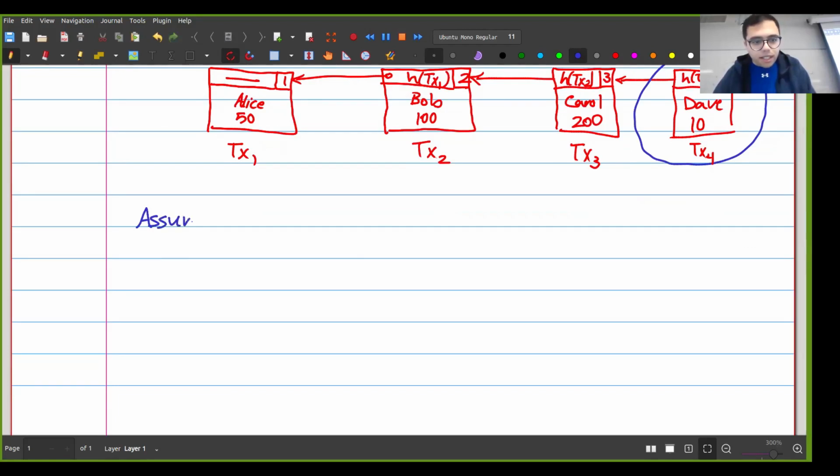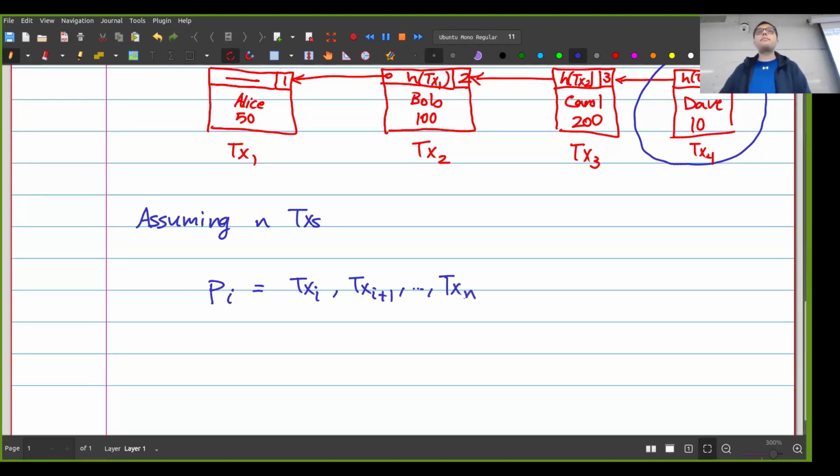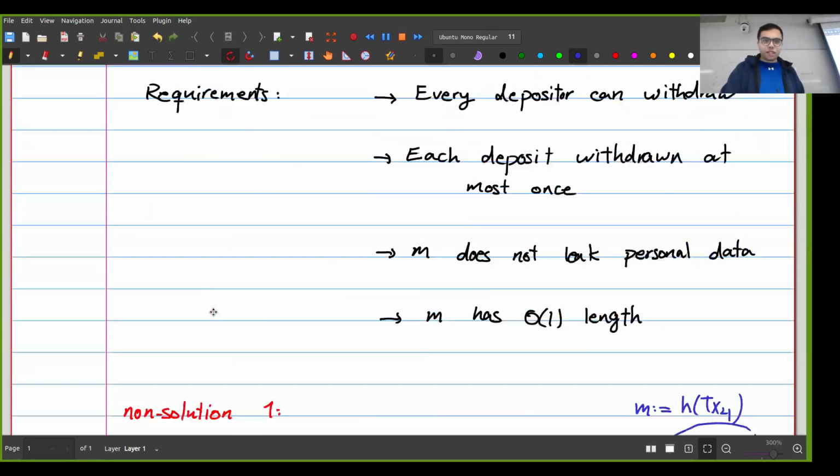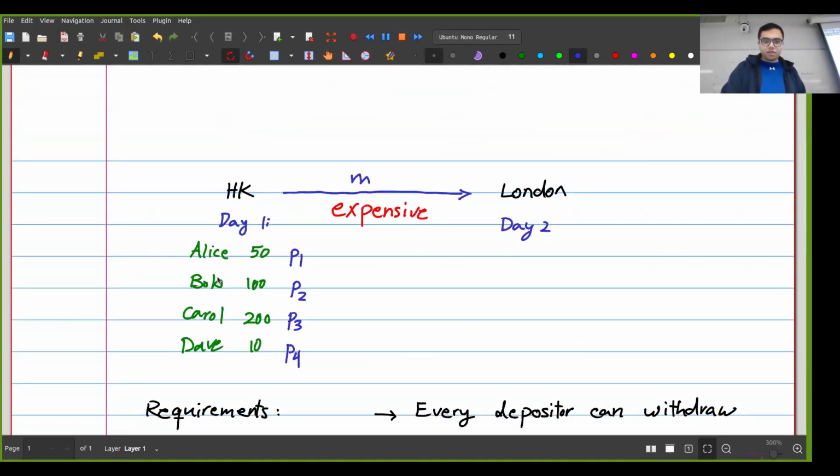So assuming that I have n transactions, this is what happens. The proof of transaction i is going to include transaction i itself, but also transaction i plus 1, transaction i plus 2, all the way to transaction n. Right? So this is the proof that I'm giving to each one of my depositors. So Alice here is going to have the longest proof because she actually needs to have all of the transactions in order to prove the existence of her loan.